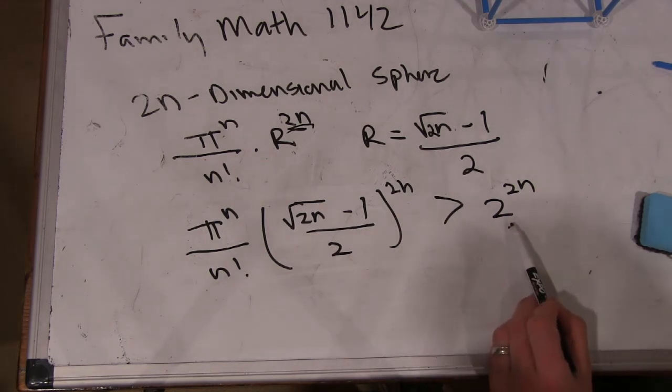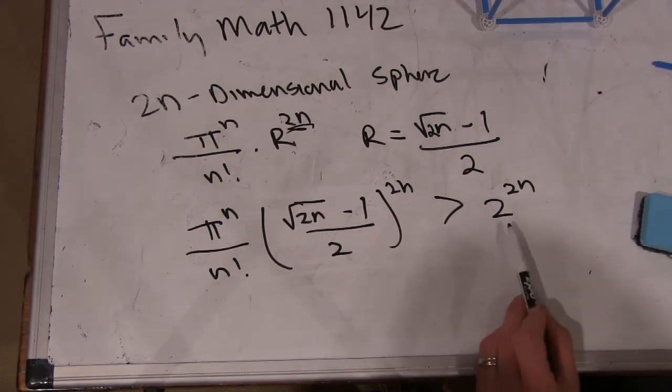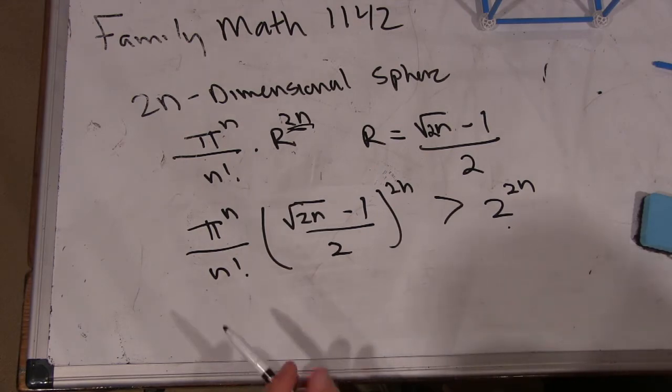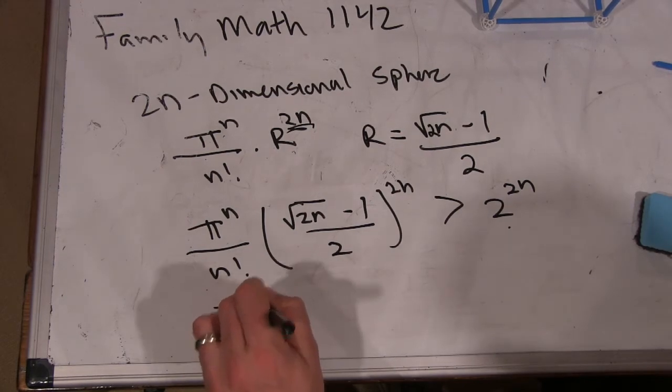That's the volume of the 2n dimensional box whose side lengths are 2. But then we could do a little bit of a trick. Pi to the n over n factorial.